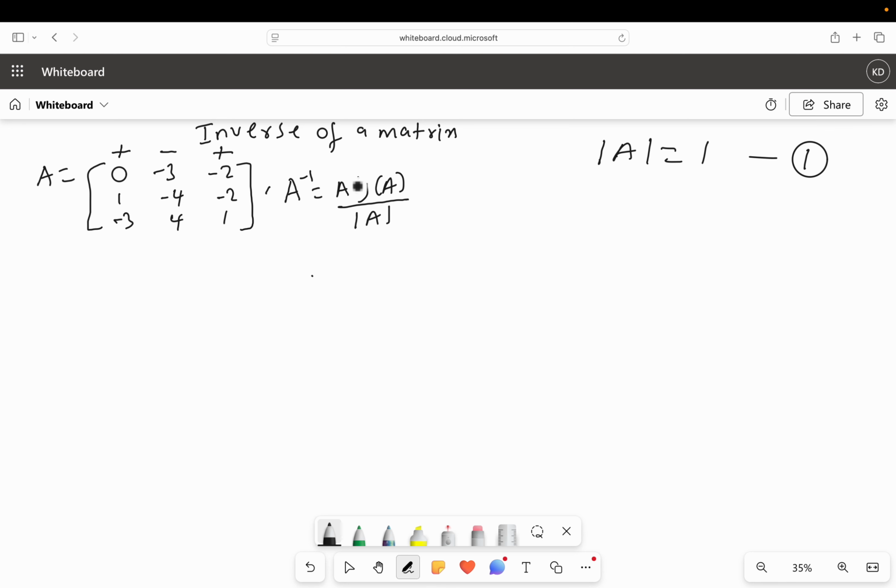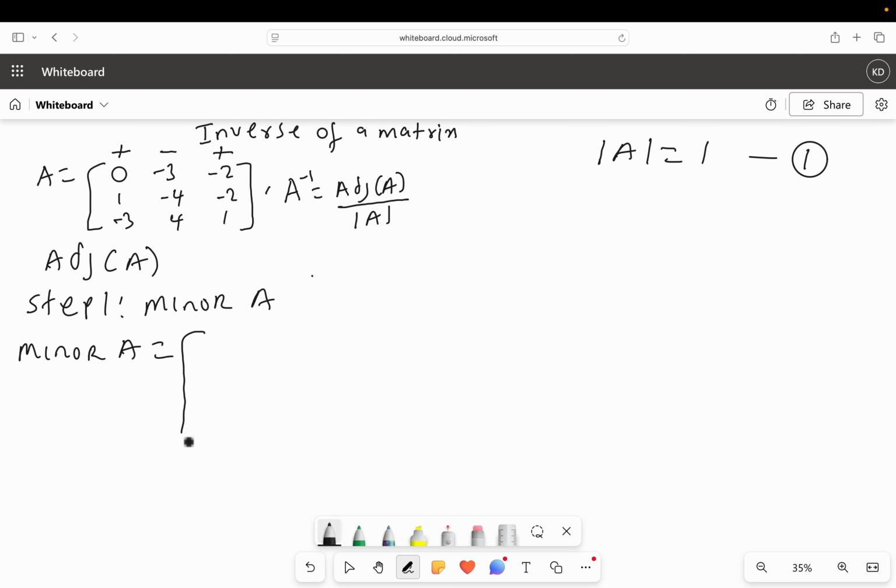So the second thing is to find the adjoint of A. So the first step of finding the adjoint of A is to find the minor of A. So minor of A is also a 3 by 3 matrix. And I need to consider each of the elements of matrix A in order to find the minor of A. So I will do that going row by row.